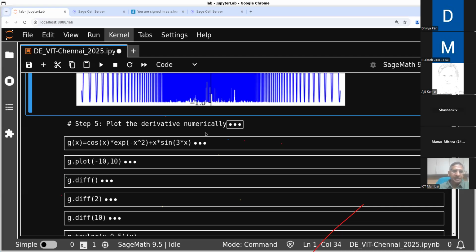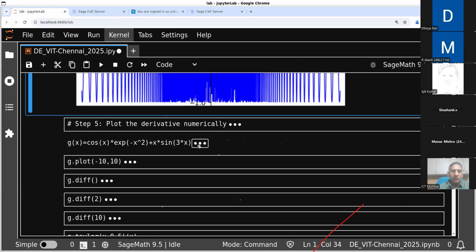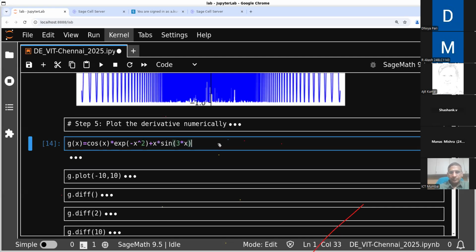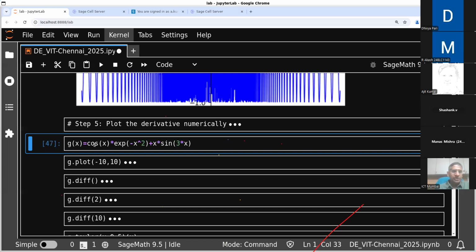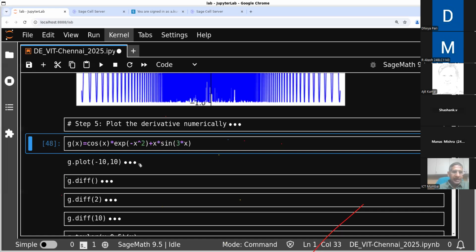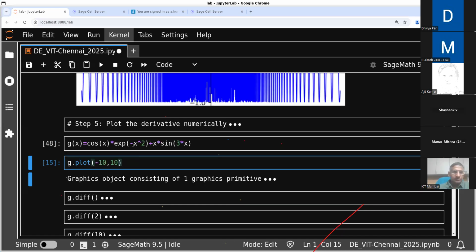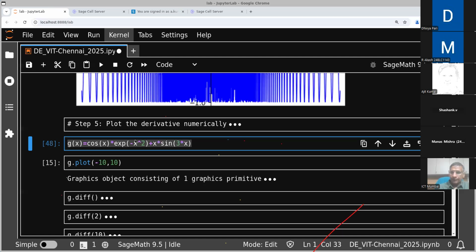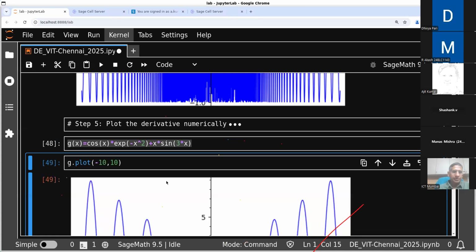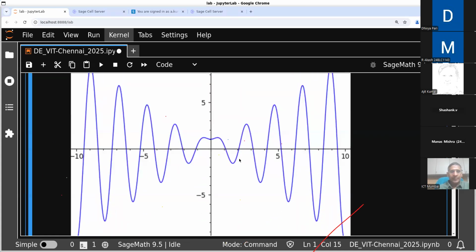Or you can find its integral, right? So for example, let us look at this function: g of x is equal to cos x into exponential of x square plus x into sine 3x. And we can plot the graph of this function. So this also, let me copy, and we can plot the graph of this function. This is how it looks like.